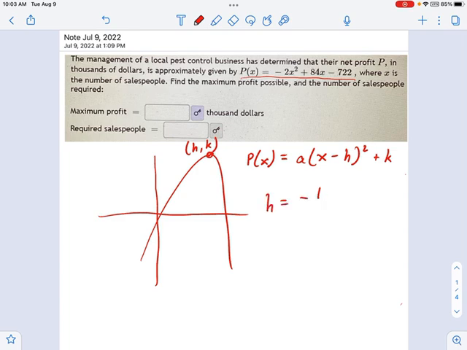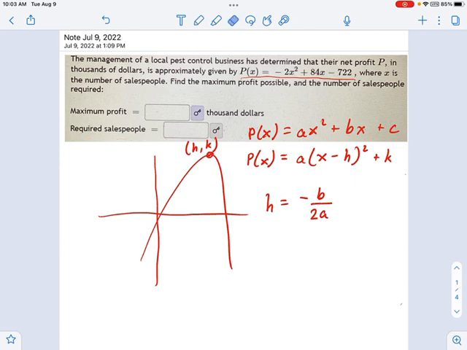h equals negative b over 2a. Okay? Now, you can see where a is. I already wrote that right here. That's a. But what about this b part? Well, remember what standard form is. Standard form is the following: a x squared plus b x plus c. Okay? So if I just plug in b and a from the equation I'm given, I should be able to find h, which is the x coordinate of the vertex, which in this problem is the number of salespeople I have right here. Okay? So let's give that a try.